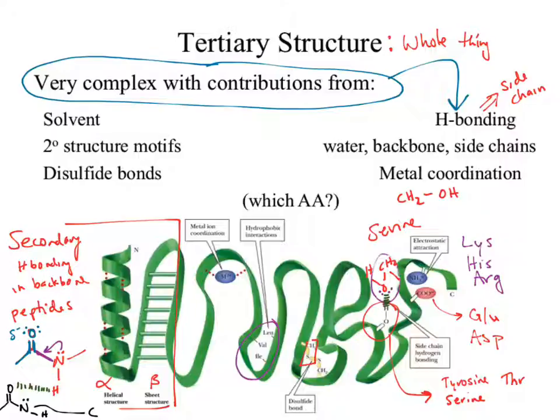Negatives. What amino acids are negative? Our glutamate and our aspartate. Okay? So yes, it's a big myriad of different pieces of possible interactions, but that's what we're trying to get at and recognize when we're looking at these interactions. Kind of make sense?